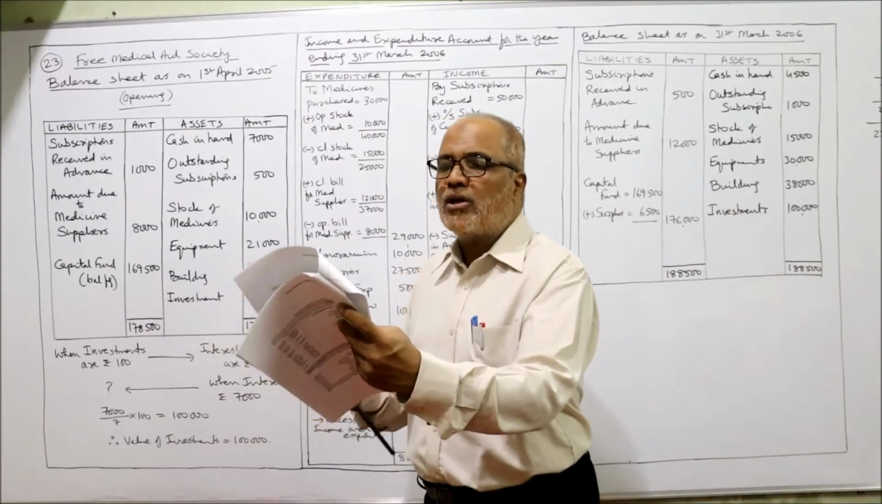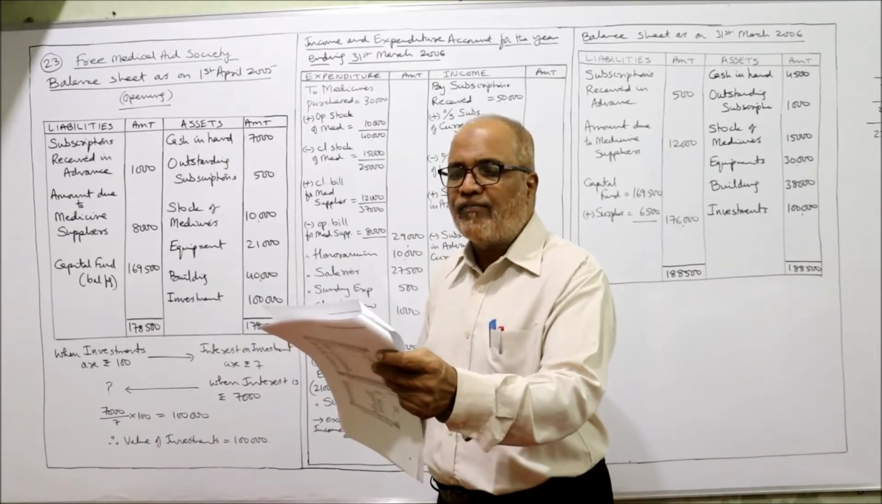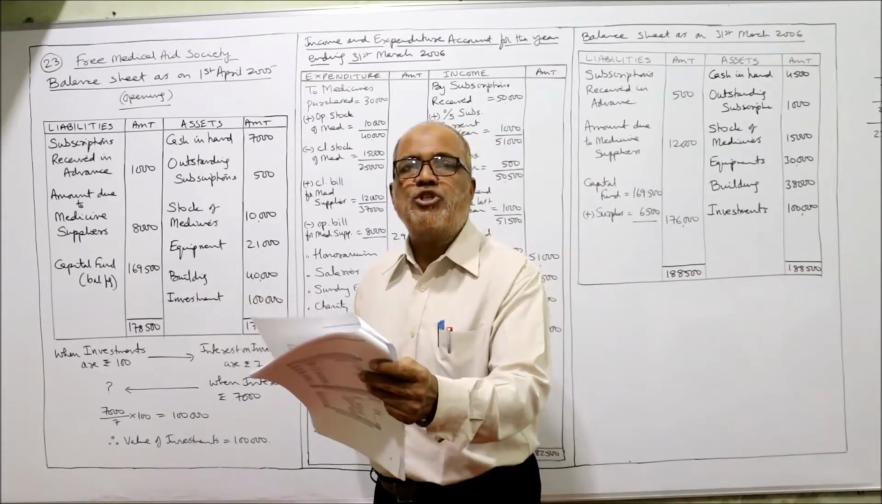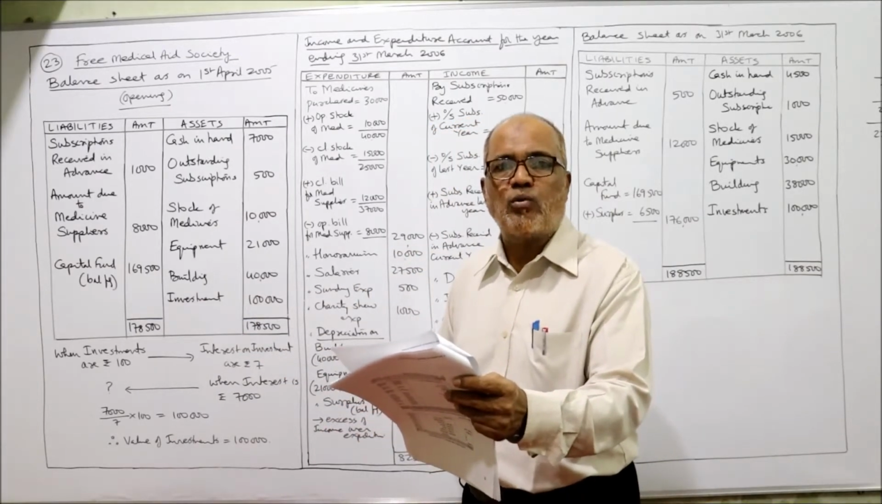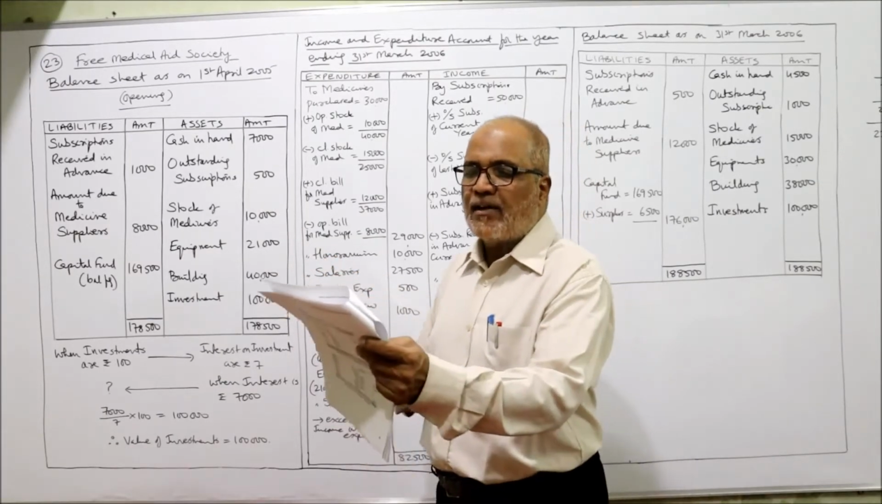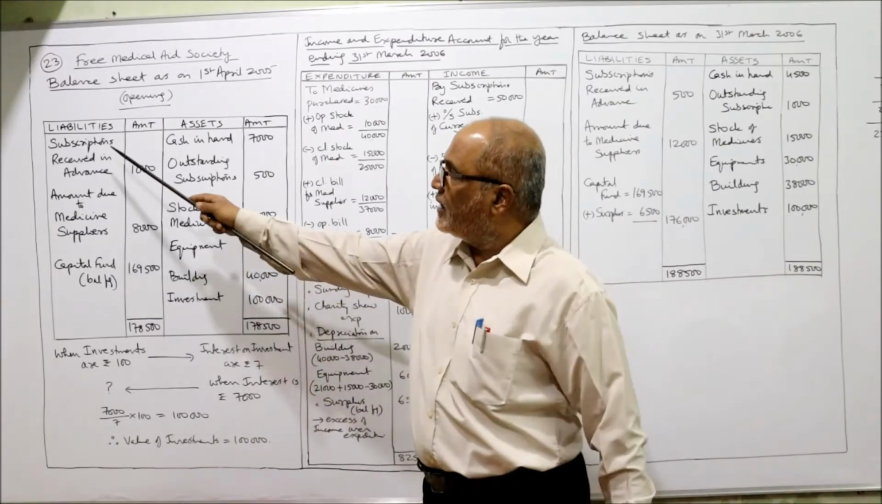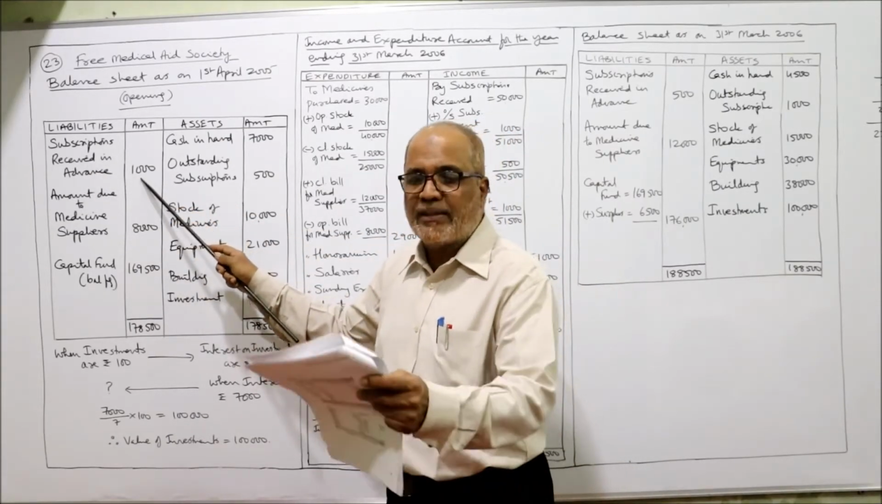In additional information, all from 1/4/2005 values, balances. On 1/4/2005, what are the balances? Subscriptions due, means subscription outstanding, 500. Second one, subscription received in advance, 1,000.